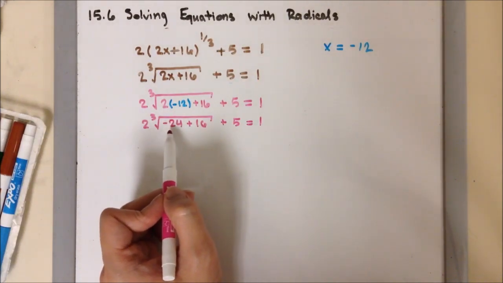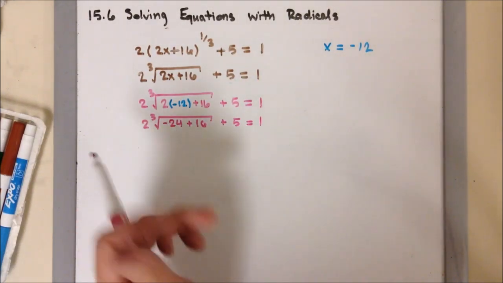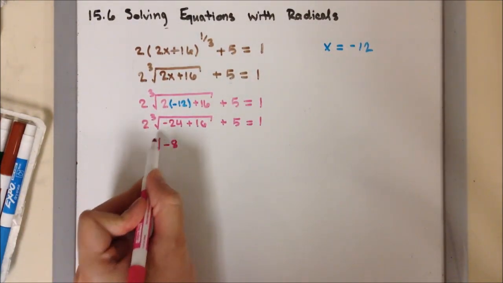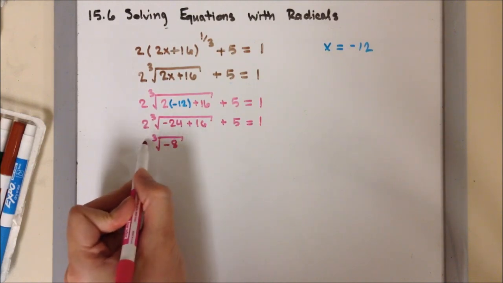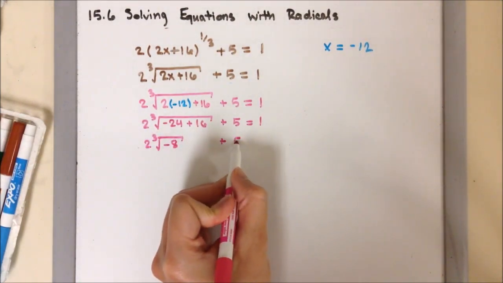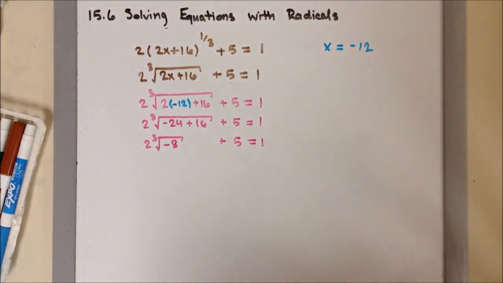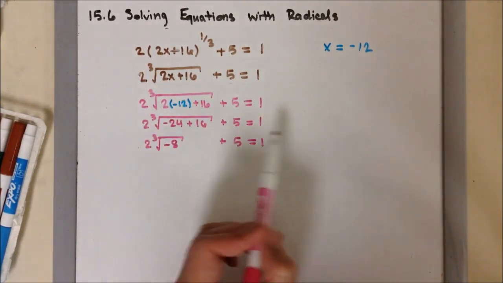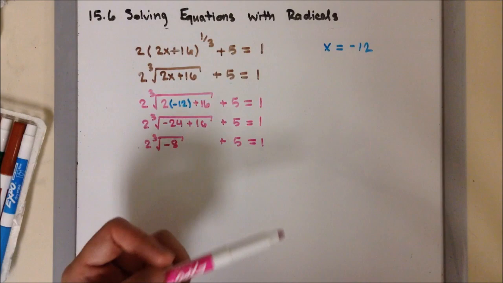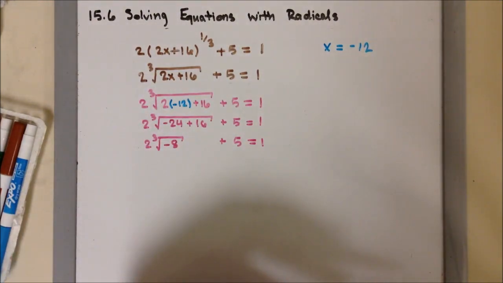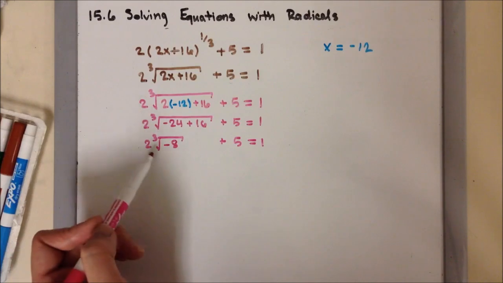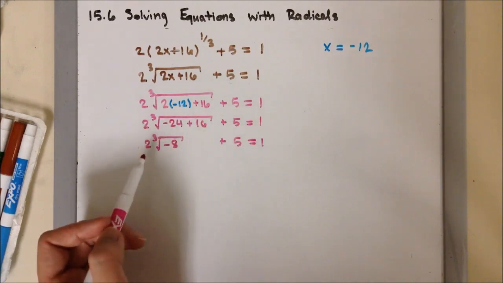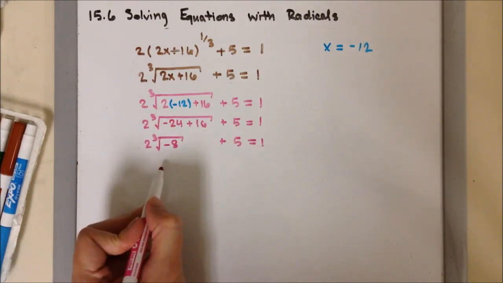Then simplify the inside of the cube root. So negative 24 plus 16 comes out as negative 8 inside the cube root, with the 2 on the outside, plus 5, and again, supposedly equal to 1. Then here, you're going to do the cube root of negative 8. Just like how earlier, if you raise a negative number to the third power, it comes out as a negative number, the same thing applies. If you do the cube root or the third root of a negative number, it will be negative. So the third root of negative 8 is negative 2.